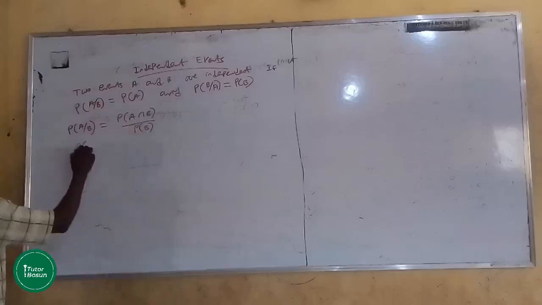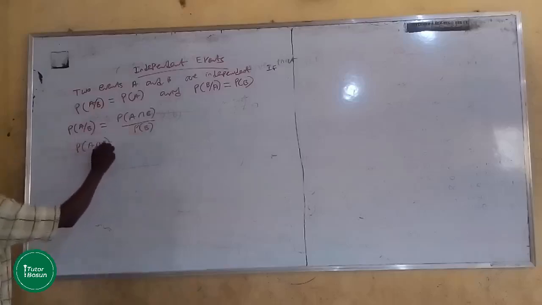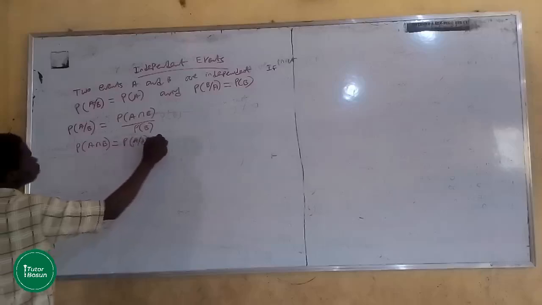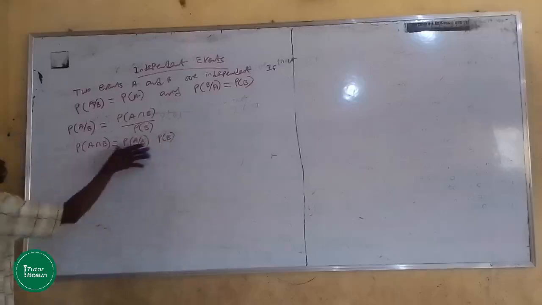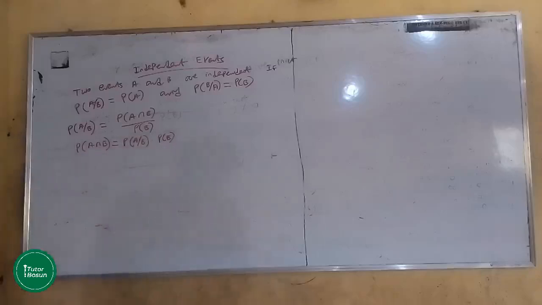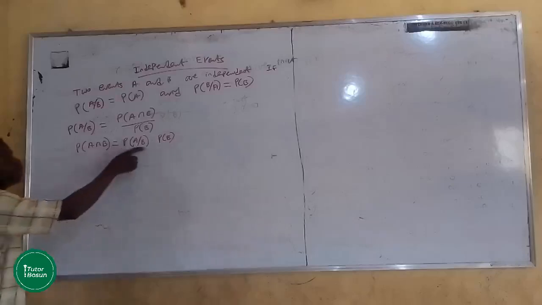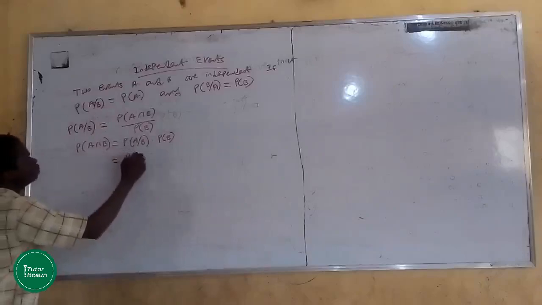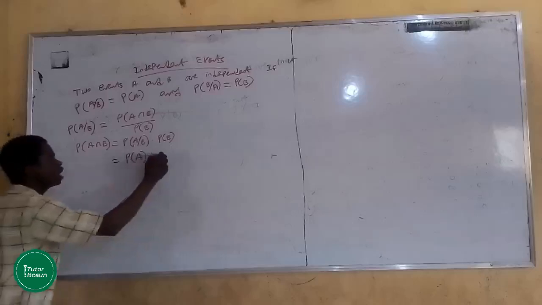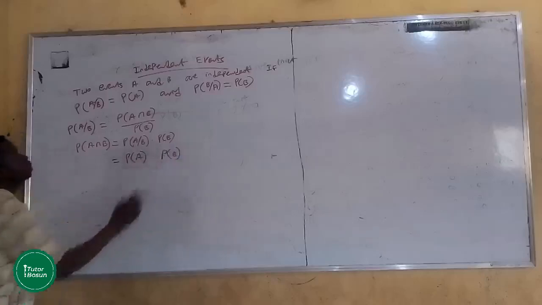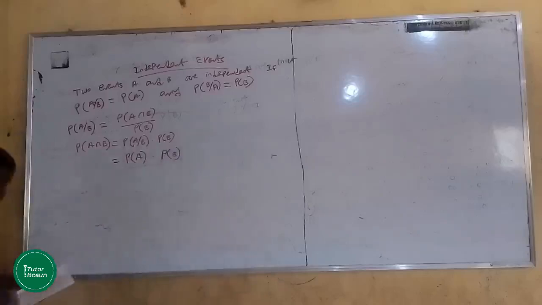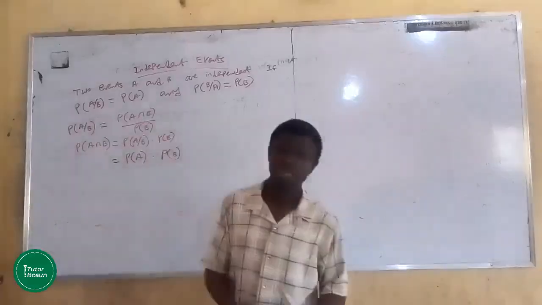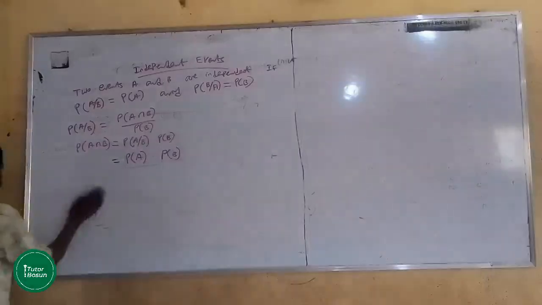Definitely our probability of A intersection B will be equal to the probability of A given B multiplied by the probability of B. And if A and B are two independent events, that is, the probability of A given B is equal to the probability of A, definitely the probability of A intersection B is equal to the probability of A multiplied by the probability of B. So that's what the theorem of independent events says. So let's solve an example on that.